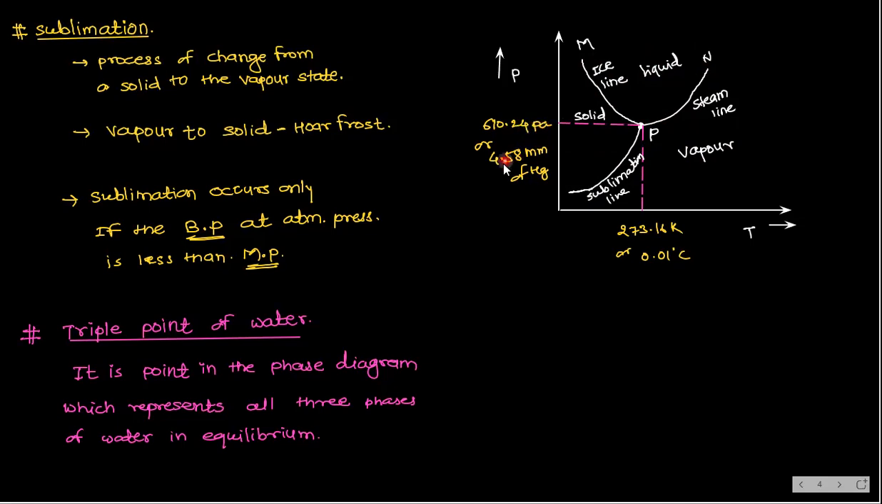610.24 Pascal or 4.58 mm of Hg. And what is the temperature? 273.16 Kelvin or 0.01 degree Celsius. So at this temperature and at this pressure, triple point of water exists. And what does triple point of water mean? The point where all the three states of water are in equilibrium, or we can say coexist, right?